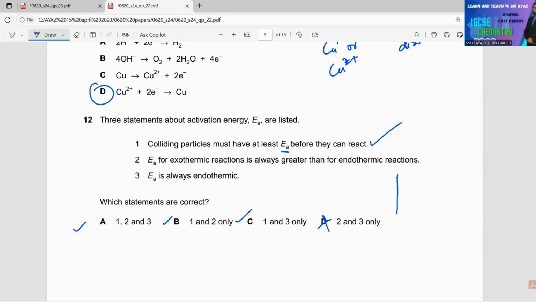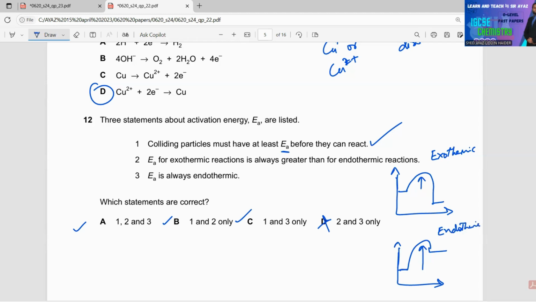For your convenience, I'm going to show the exothermic reaction pathway. You have product at the low energy state. This is exothermic, and this one is EA. For the endothermic, you have product at the high energy state. If you look at the difference, it shows clearly that EA is higher for endothermic, not for exothermic. So statement 2 is incorrect, and D is incorrect. So C must be the right answer in this case.